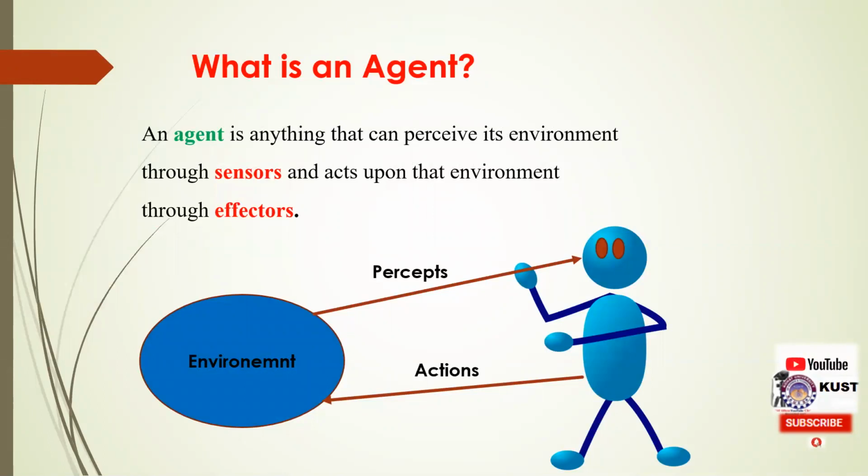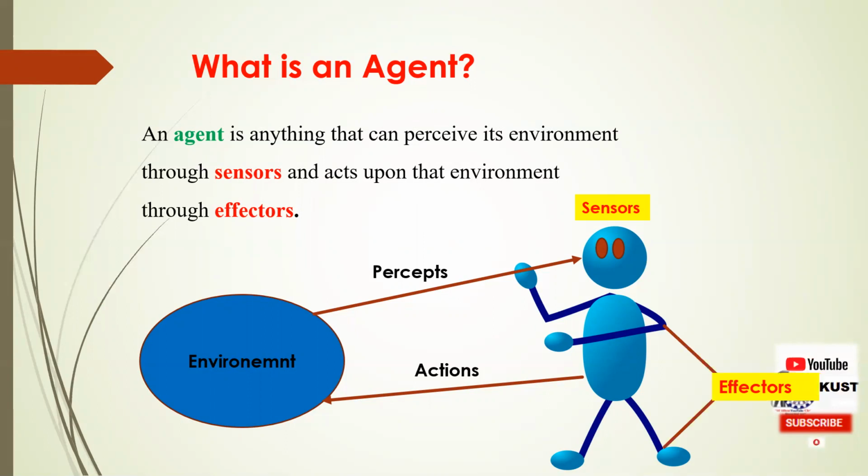Okay, so what is an agent? An agent is anything that can perceive its environment through sensors and act upon that environment through effectors. A sensor is a device which detects changes in the environment and sends the information to other electronic devices. An agent observes its environment through sensors. That is, if some change occurs in the environment, the agent will detect that change through its sensor.